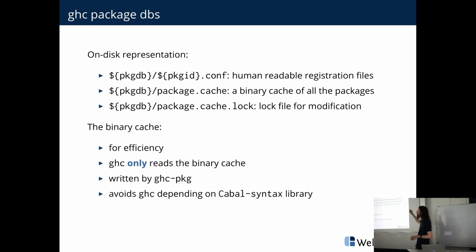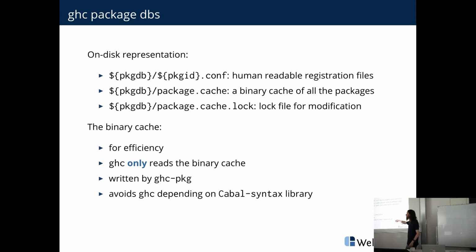Then there's a binary cache of all of that information, and GHC only reads that cache. GHC package creates the cache. And there's a lock file for concurrent modification. The binary cache is really important for efficiency. When GHC starts up, it doesn't have to read 10,000 conf files, which need parsing since it's a text format. GHC can just read this cache. It has an index. The cache gets written by GHC package.